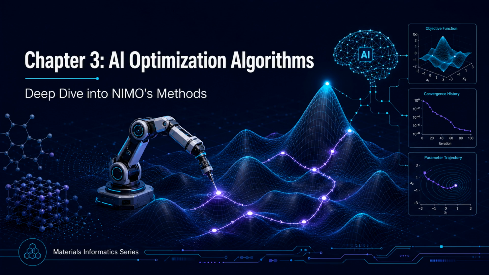Welcome to Chapter 3 of the NIMO Introduction series. In this chapter, we'll take a deep dive into the AI optimization algorithms that power NIMO. You'll learn how these algorithms intelligently select the next experiment to run, maximizing your chances of finding optimal materials while minimizing the number of experiments needed. By the end, you'll know exactly which algorithm to choose for your specific optimization problem.